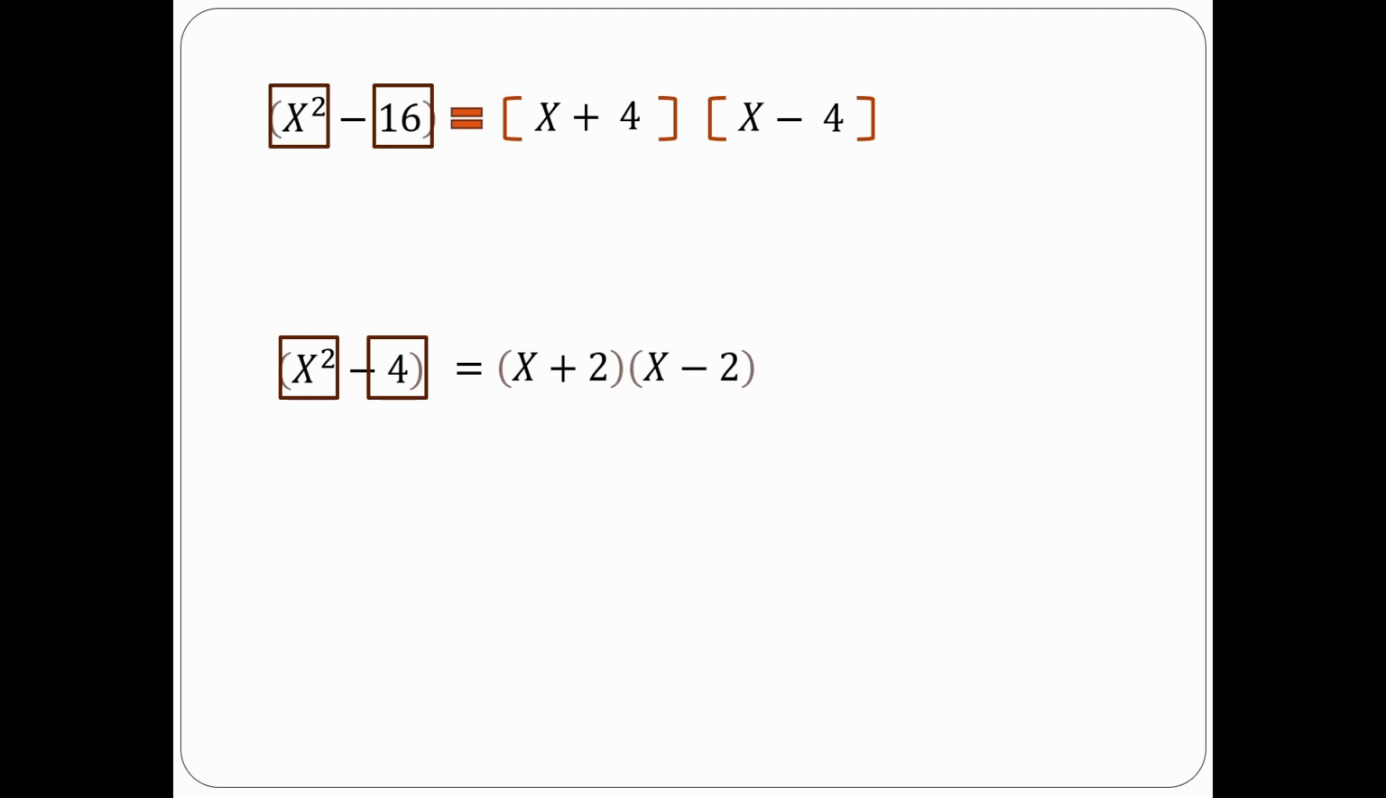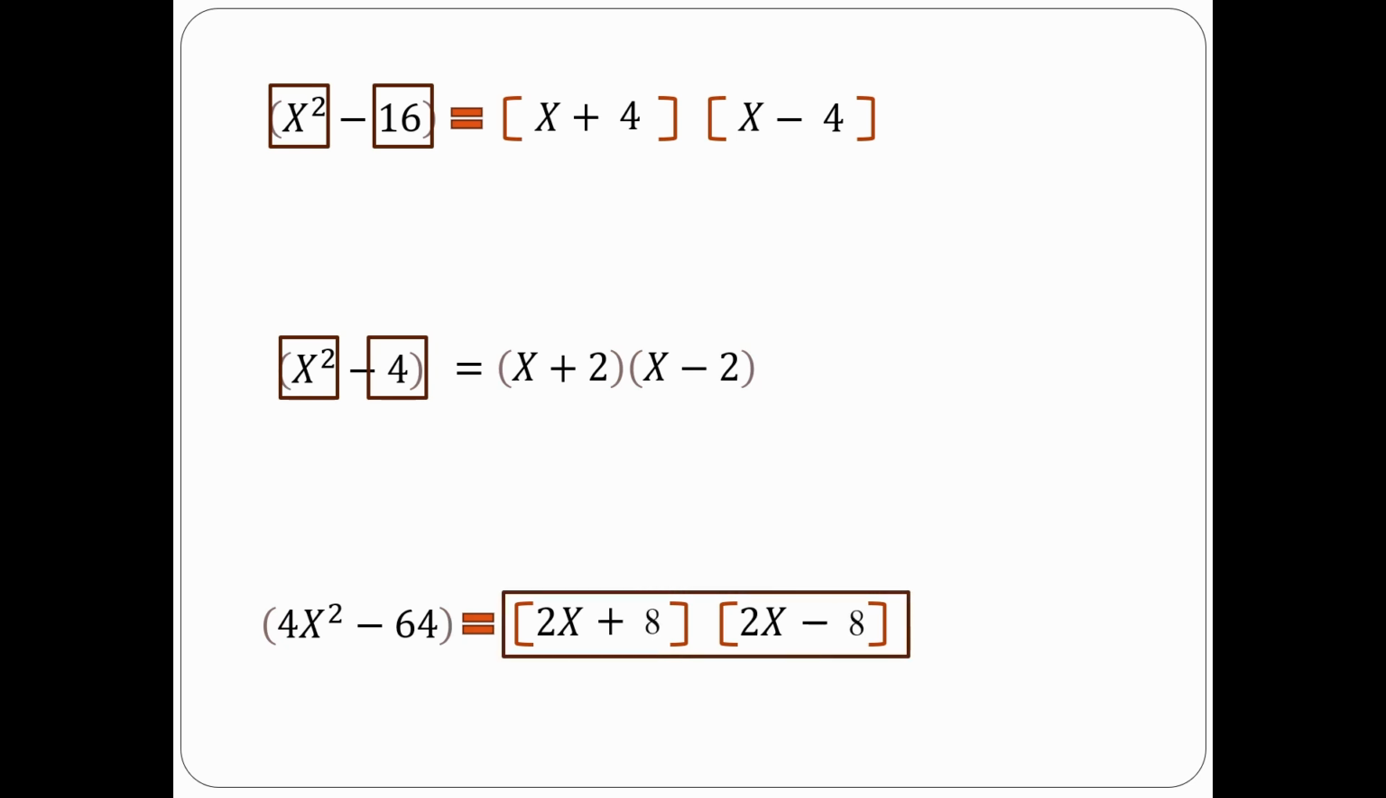Now let's try a slightly difficult example. Let's factor 4x squared minus 64. So what is the square root of 4x squared? The square root of 4 is 2 and the square root of x squared is x. So the square root of 4x squared is 2x and the square root of 64 is 8. So our answer is 2x plus 8 times 2x minus 8.